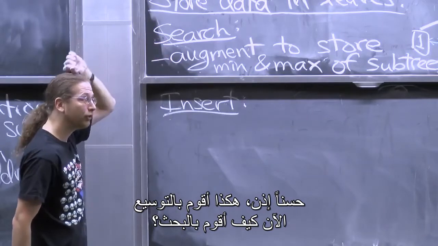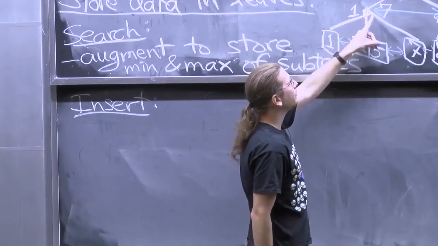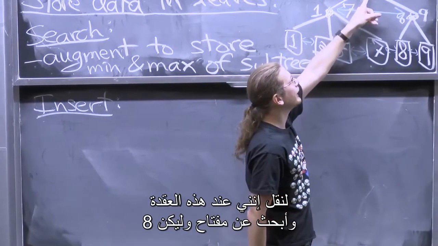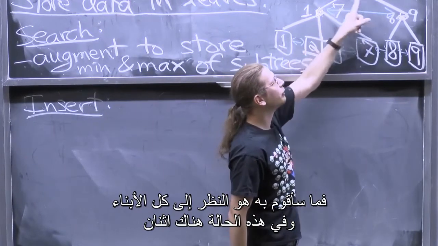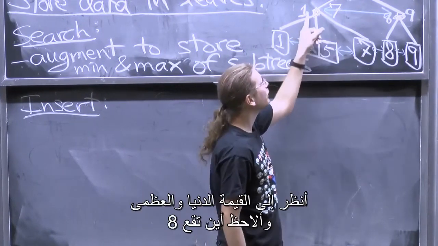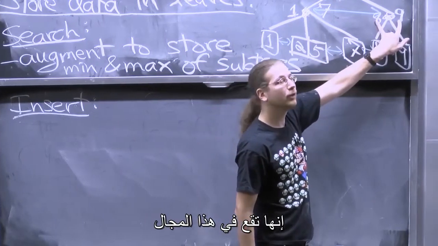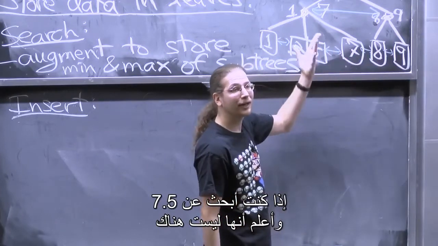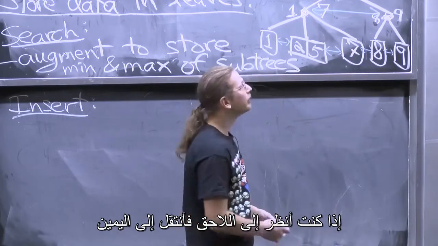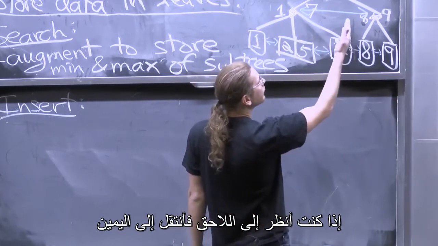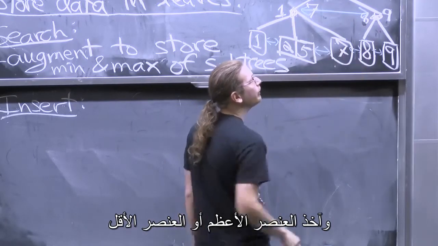Now how do I do a search? Well, if I'm at a node and I'm searching for a key, let's say I'm at this node. I'm searching for a key like 8. What I'm going to do is look at all of the children. In this case, there's 2. In the worst case, there's 3. I look at the min and max, and I see where does 8 fall? Well, it falls in this interval. If I was searching for 7.5, I'd know it's not there. It's going to be in between here. If I'm doing successor, then I'll go to the right. If I'm doing predecessor, I'll go to the left, and then take either the maximum item or the minimum item.